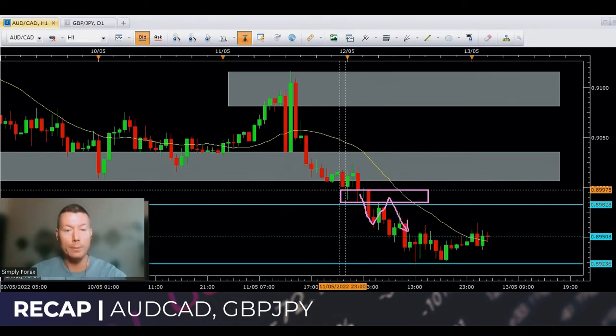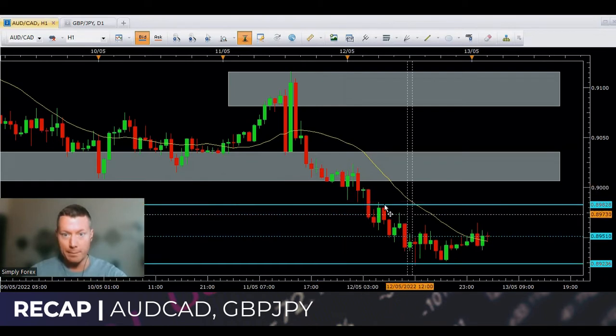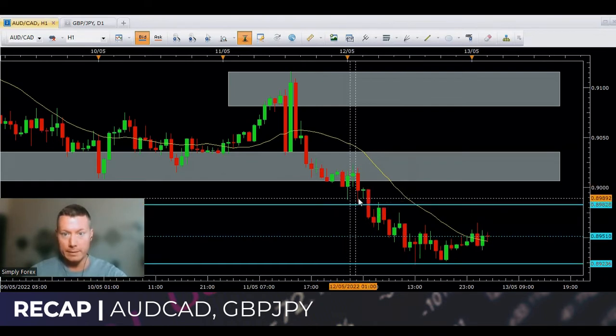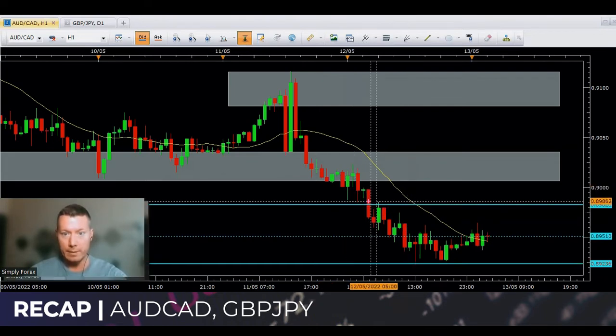This is a very common pattern in the market, guys. What was once support breaks, then price comes back up, and then it becomes resistance. This is a very tradable, profitable pattern in the markets. So this is exactly what I did. As soon as price came back up into this zone here, round about here, I entered the trade.